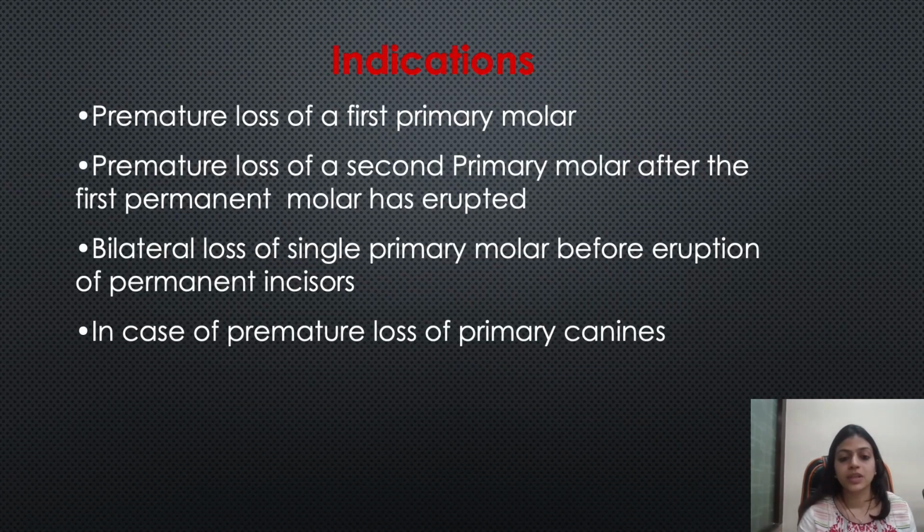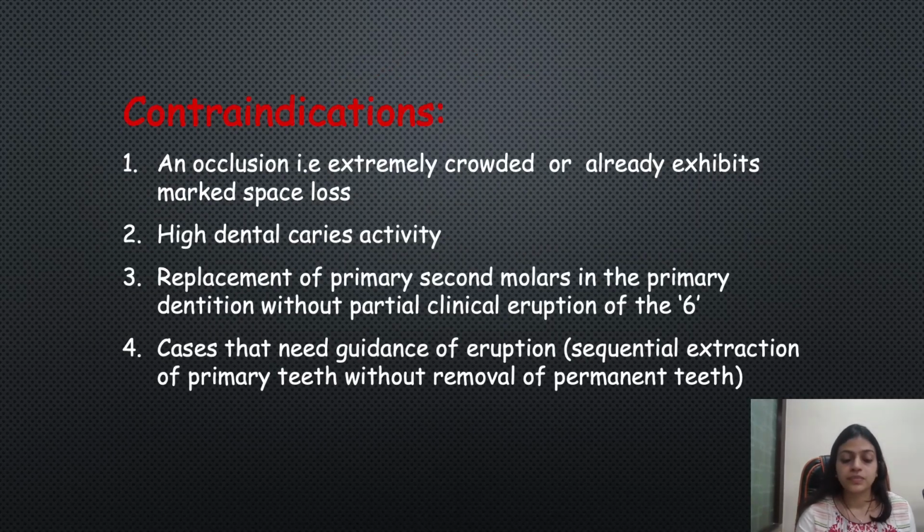Indications: premature loss of a primary first molar or premature loss of a second primary molar after eruption of the first permanent molar, bilateral loss of single primary molars before eruption of permanent incisors, because after eruption of permanent incisors we can give a lingual holding arch. So before the permanent incisors have erupted we have to give a band and loop space maintainer, and in cases of premature loss of primary canines also it can be given.